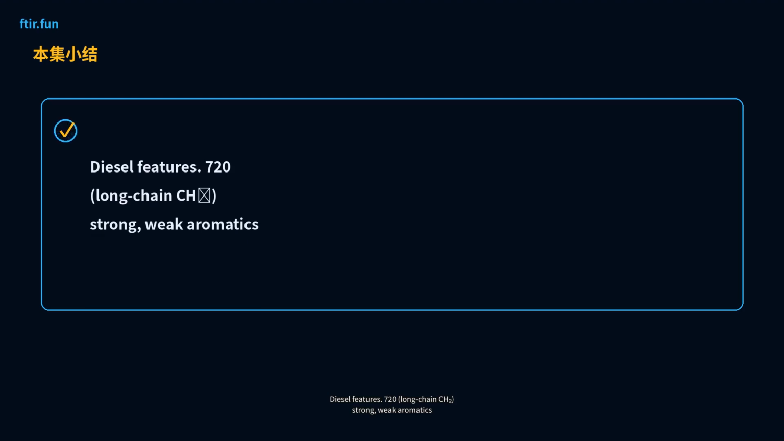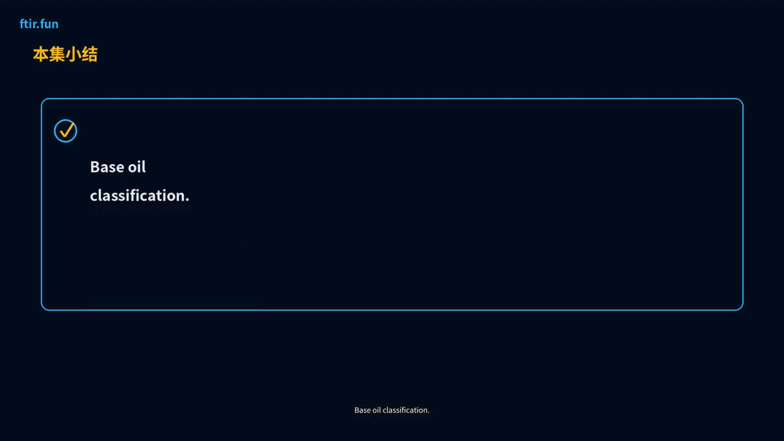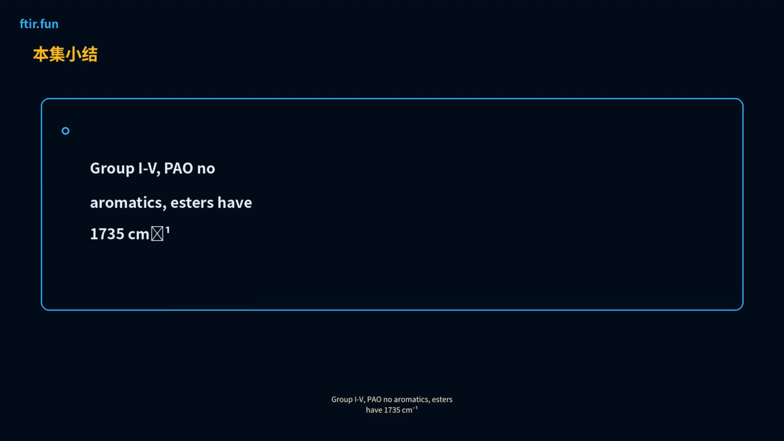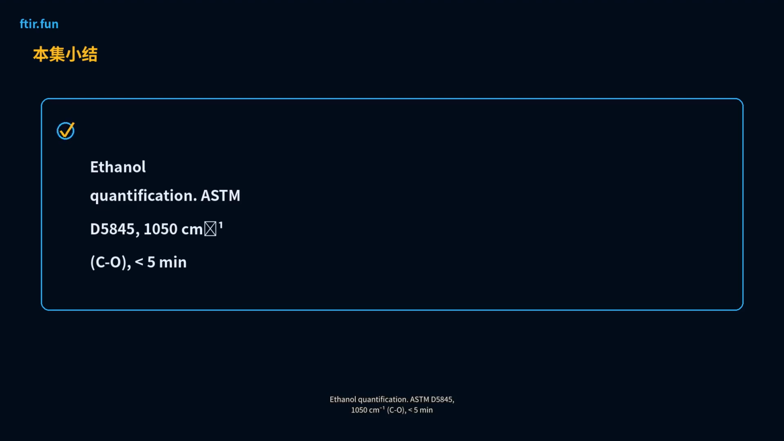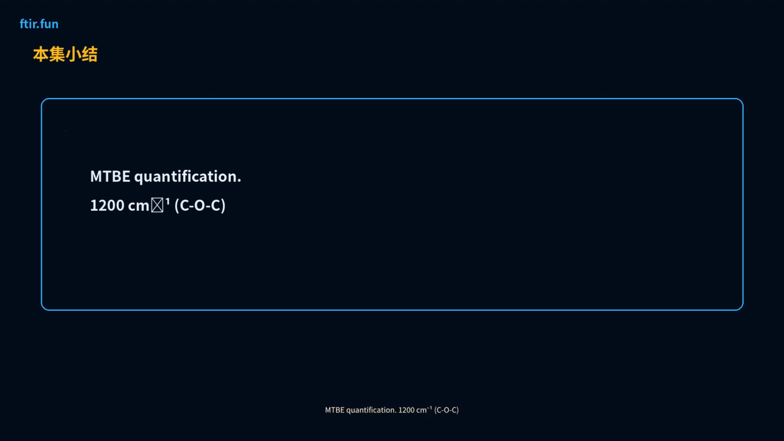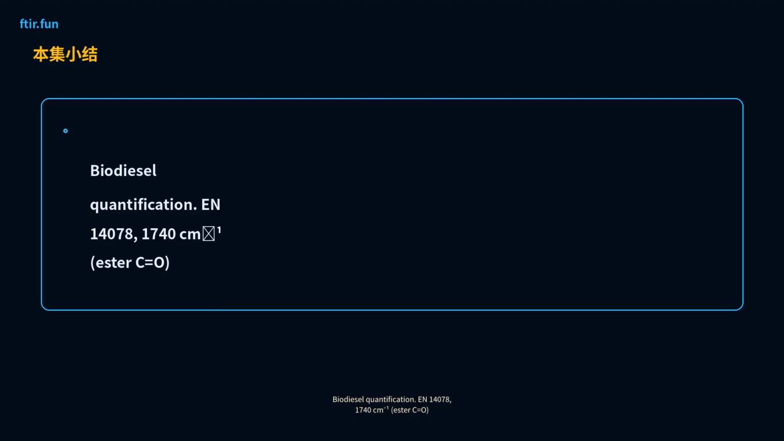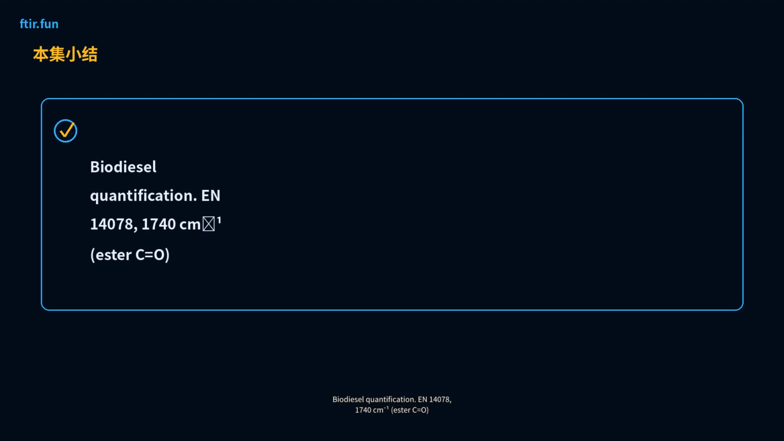Strong, with aromatics. Base oil classification: group 2 and up, no aromatics. Esters have 1,735 centimeters. Ethanol quantification: 1,050 centimeters, C-O. Biodiesel quantification: 1,200 centimeters, C-O-C, 1,740 centimeters, ester C=O.